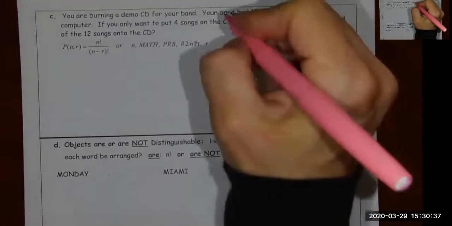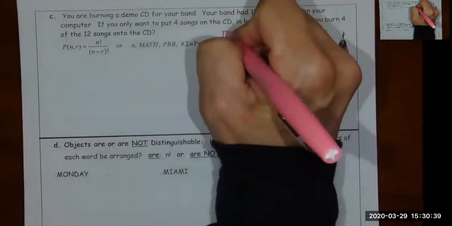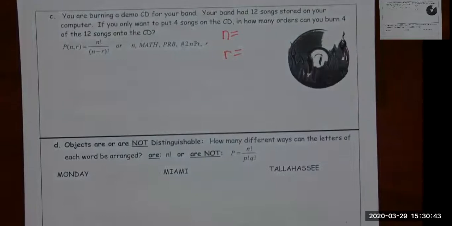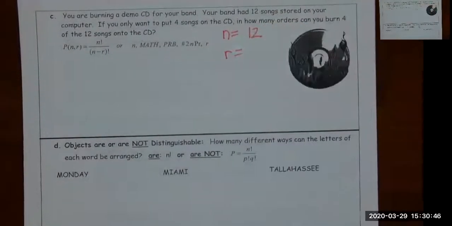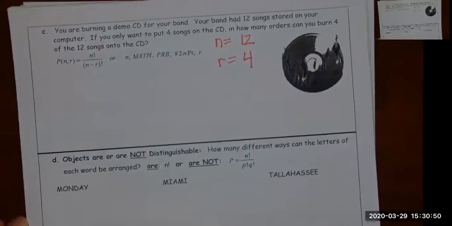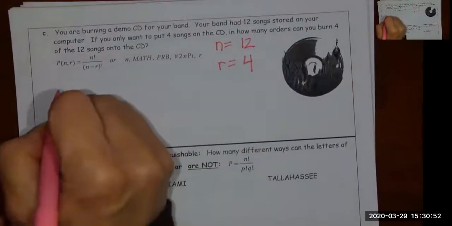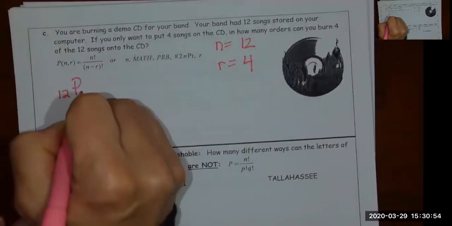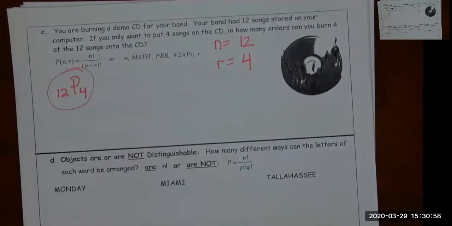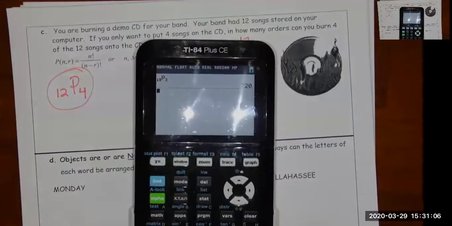So in this case, we have to figure out what N is and what R is. You have how many songs? You got 12 songs. How many are you going to use? 4. So you got 12, you're going to use 4, so this becomes a 12P4. At this point, this is the brain work. You're done. Now you're going to type that into your calculator. So take a second. How do we do it again? Let's type this one in together.